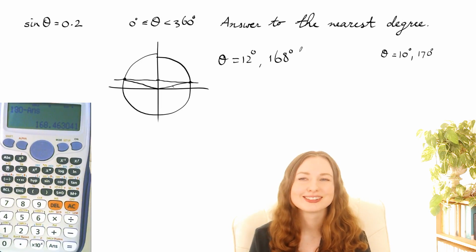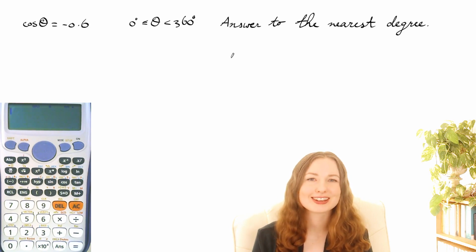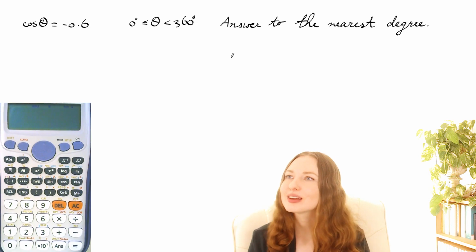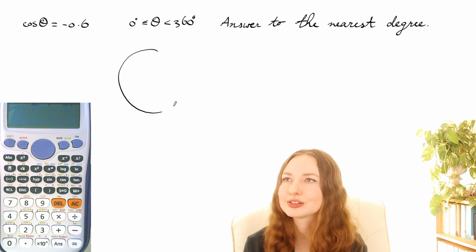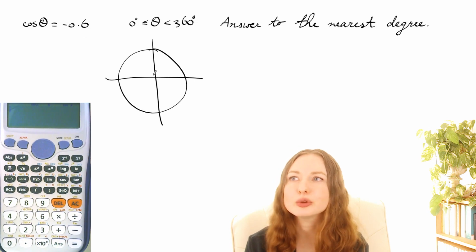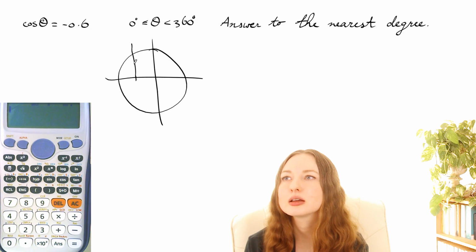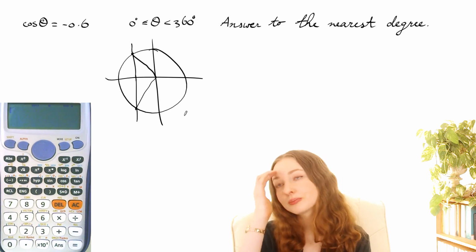Alright, let's have a go at cos theta equals negative 0.6. Now if you want to give this a go for yourself, then pause the video here. Alright, first thing I would do is draw the unit circle. Cos is the x coordinate and it's negative, which means we go left by 0.6. So around there, and draw that in, and then we can see these are the angles that we're looking for.